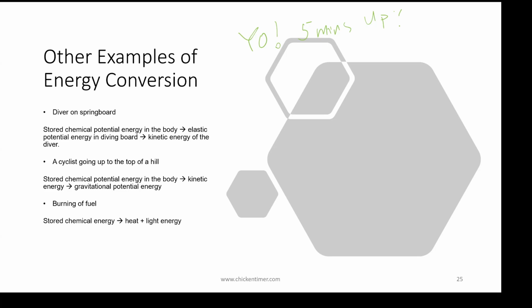So a diver on a springboard. What happens is the diver will force the springboard to bend. So energy first comes from the diver. It is stored chemical potential energy from the diver that will cause the diving board to bend. So when it bends, stretches, or gets compressed, it will store elastic potential energy. So it becomes elastic potential energy.